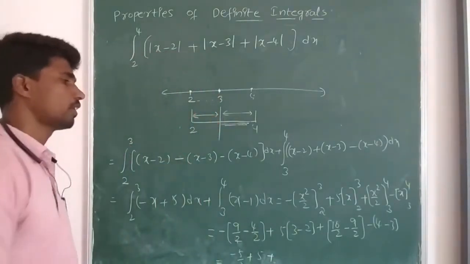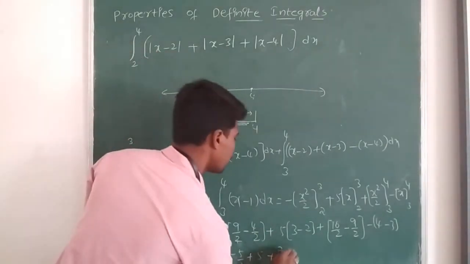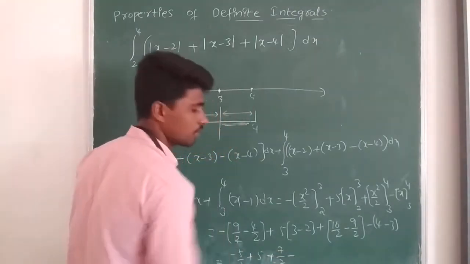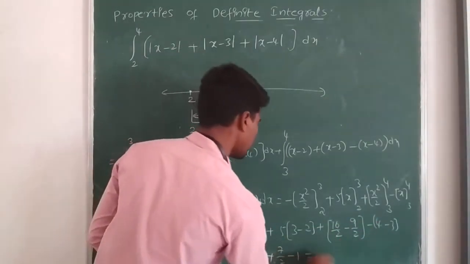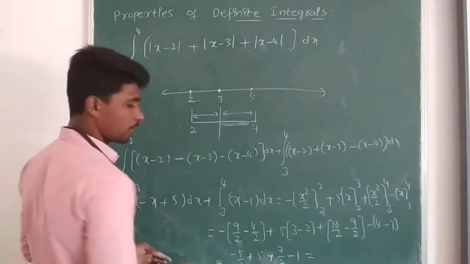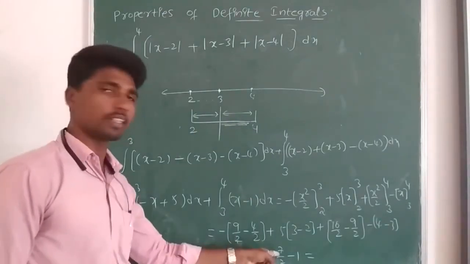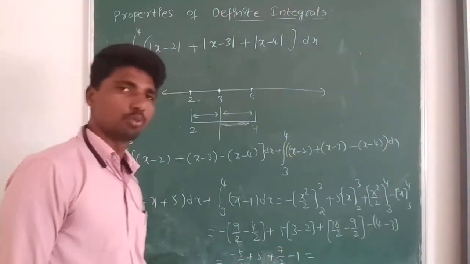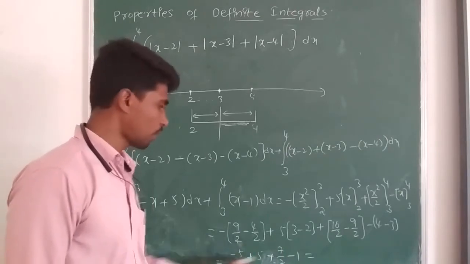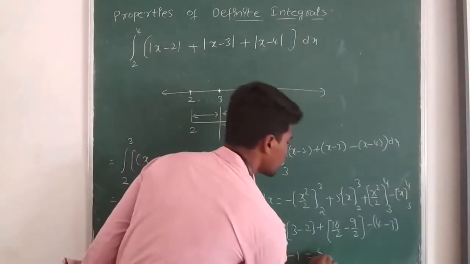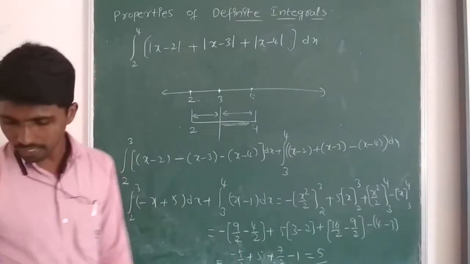16 minus 9, 7 by 2. Minus 4 minus 3, 1. So minus 1. 5 by 2 plus 7 by 2. It's minus 5 plus 7. Minus 5 plus 7, 2. 2 by 2 is 1. And 1 minus 1 gets cancelled. We get the answer as 5. So what is our answer?